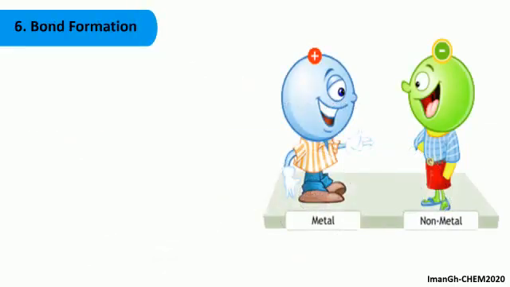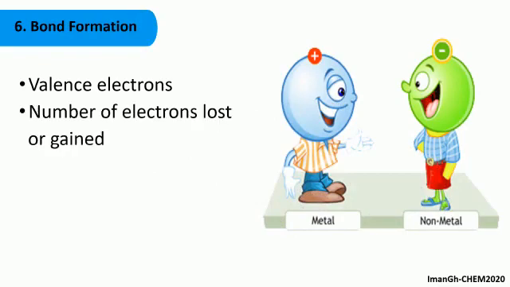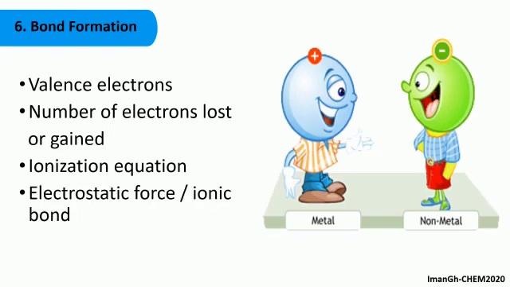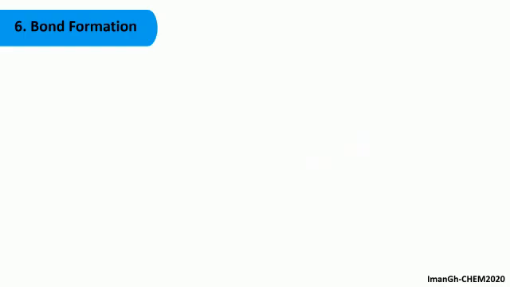Each time you are asked to explain the bond formation, you are supposed to mention the number of valence electrons, indicate whether the atom will lose or gain electrons, write its ionization equation, and finally you have to state that an ionic bond forms between the 2 ions due to an electrostatic force. So let's take an example.